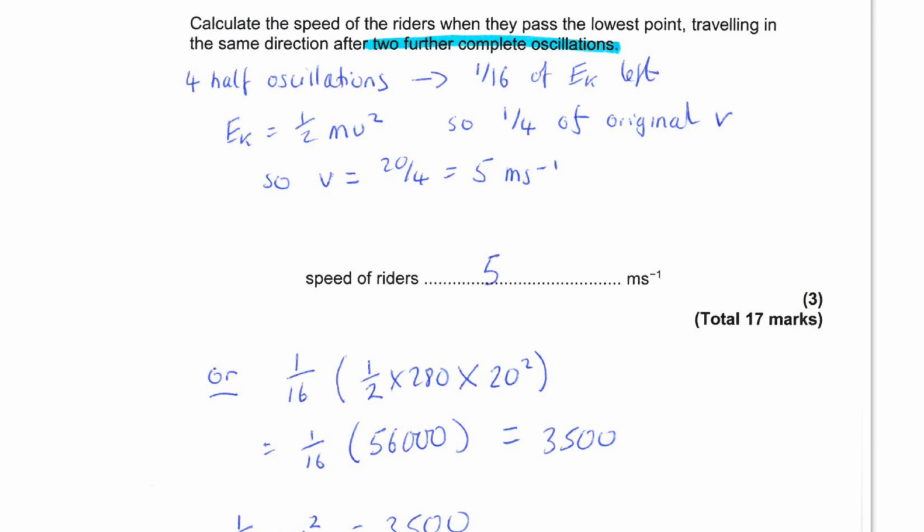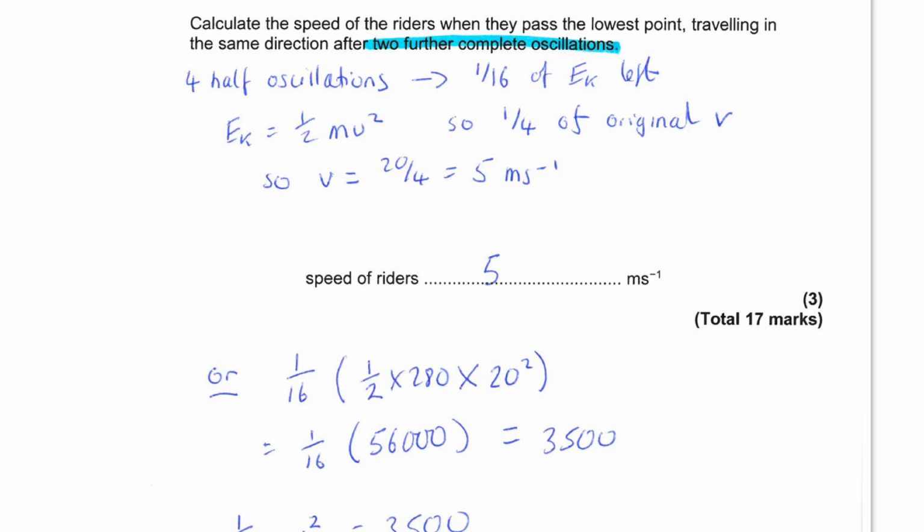So 2 further complete oscillations means 4 further half oscillations. So it's going to lose 50% 4 times. That's going to lead to a 1/16 of the kinetic energy left. Then, using the equation for kinetic energy, you can look at the variables.